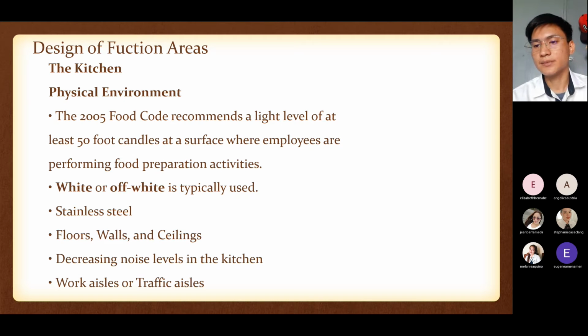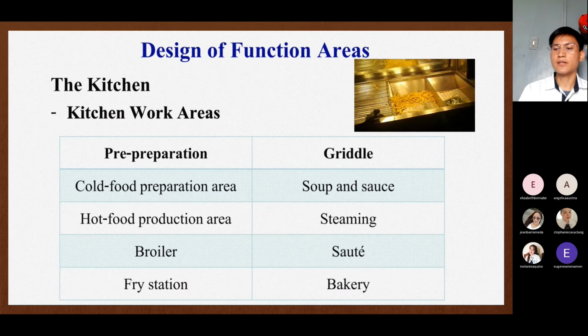Design of function areas. The kitchen physical environment, the 2005 Food Code recommends a light level of at least 50-foot candles at the surface when employees are performing food preparation activities. White or off-white is typically used, so para mas ma-maintain natin yung cleanliness sa kitchen. Stainless steel floors, walls, and ceilings, decreasing noise levels in the kitchen, work ease or traffic ease. So the design of function areas.